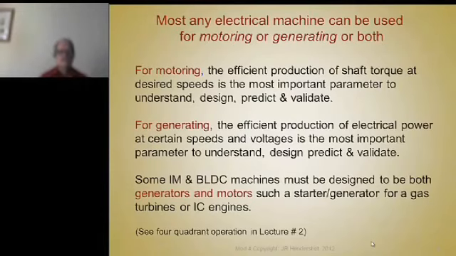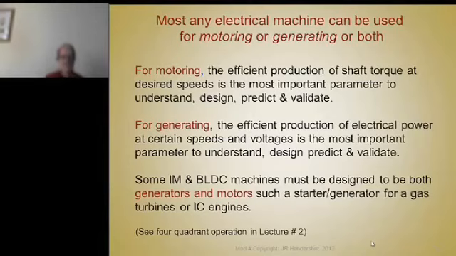Since most machines can be used for motoring or generating, we have to make sure we understand that for motoring, the most important parameter in our design that we have to keep in the back of our mind during this process is to produce the desired shaft torque at whatever speeds are needed. The most important parameter is the efficiency of that torque production. For generating, it's not torque production at all. It's the efficient production of electrical power.